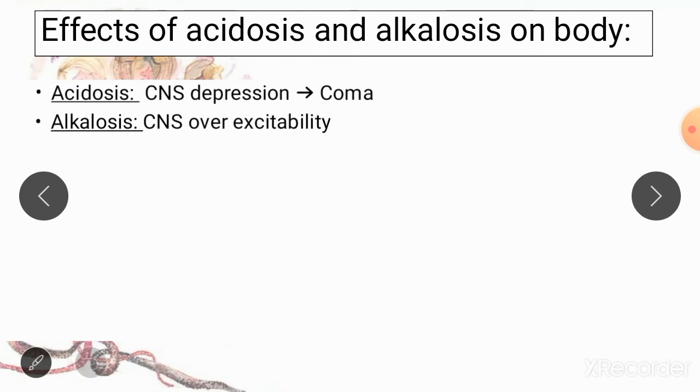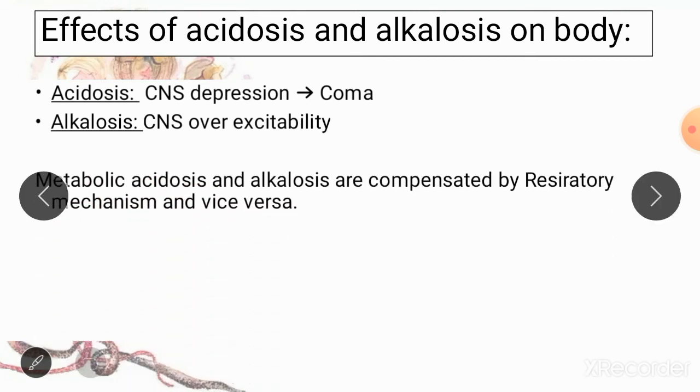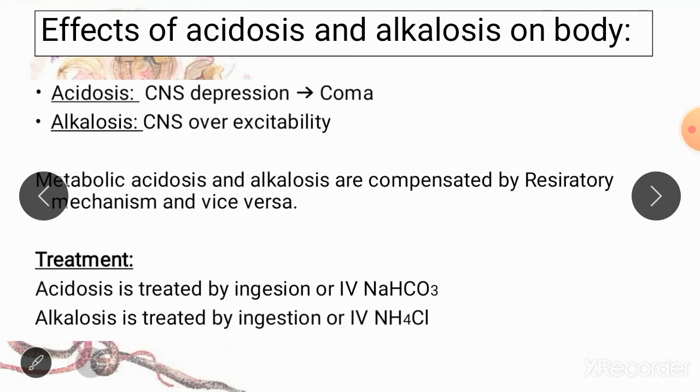On the other hand, alkalosis increases synaptic transmission, and it causes CNS overexcitability. Metabolic acidosis and alkalosis are compensated by respiratory mechanisms, as we have already discussed, and vice versa. The treatment for acidosis is ingestion or IV injections of sodium bicarbonate, and the treatment for alkalosis is ingestion or IV injections of ammonium chloride.